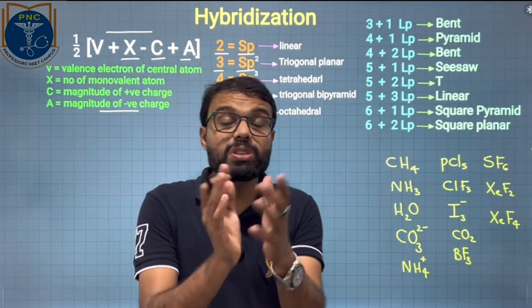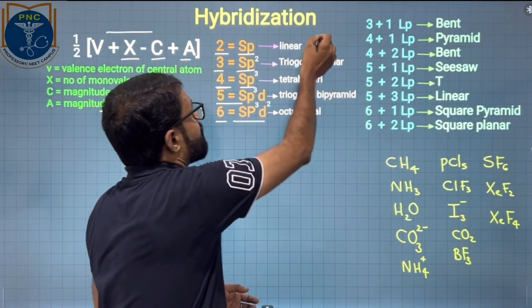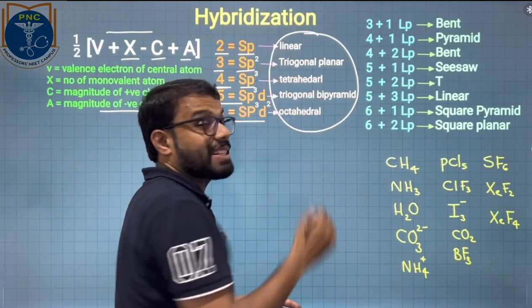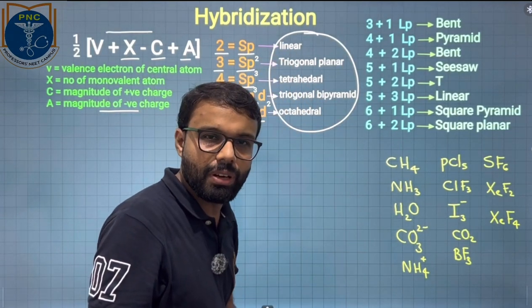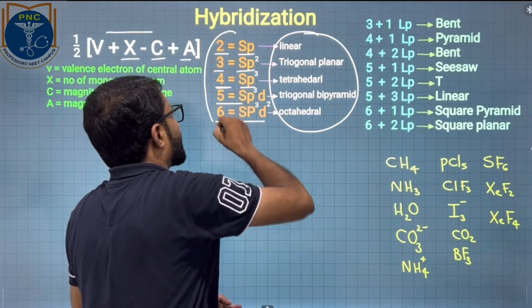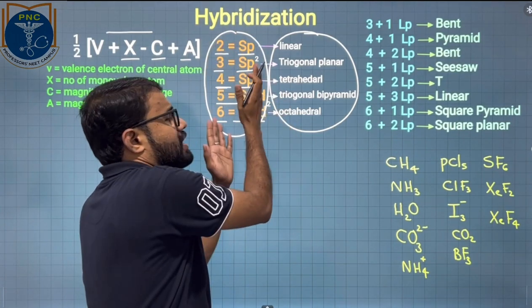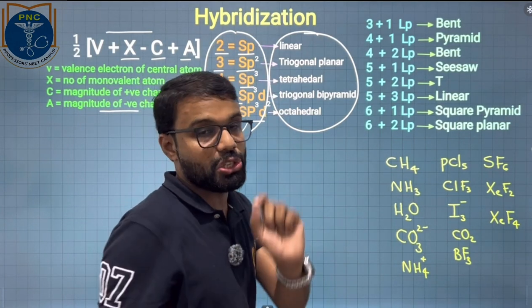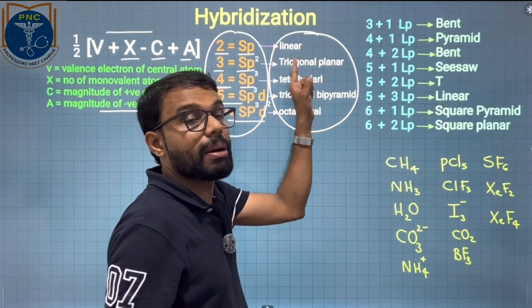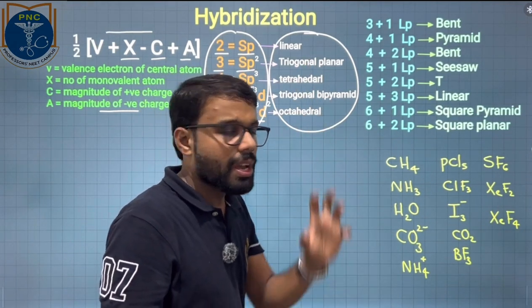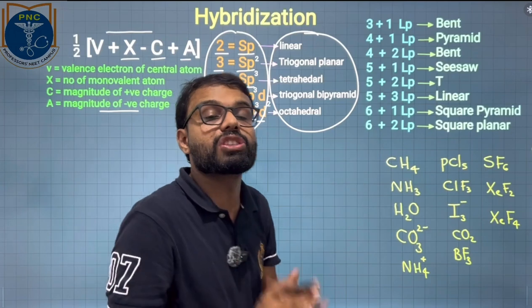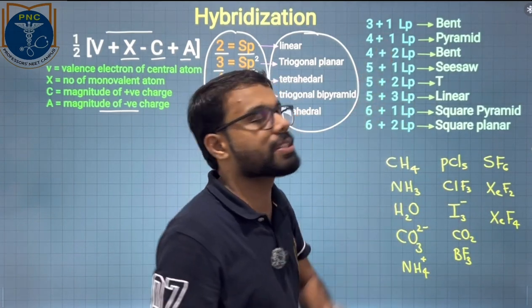Now see, this shape is correct if the molecule doesn't have a lone pair. Hybridization is always correct. If you are getting the number, this hybridization will always be right. But the shape is correct only if the molecule doesn't have a lone pair. If there is a lone pair, there will be a little change in the shape. That we are going to discuss now.